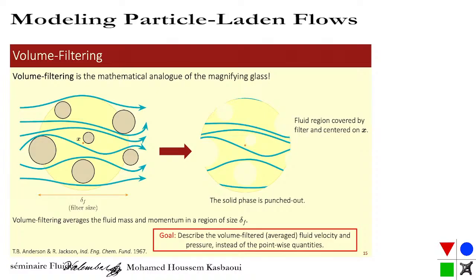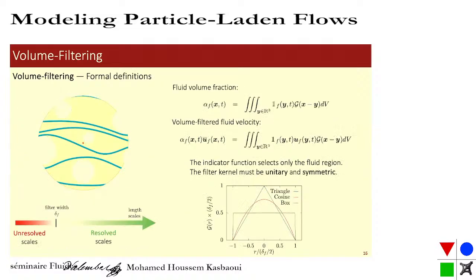When I do this, I have to punch out the solid, and then I'm left with this fluid region, and I can average the flow in this fluid region. If my filter size is very, very small, I'm approaching a DNS. If I'm very coarse, I'm going to do very coarse averaging.